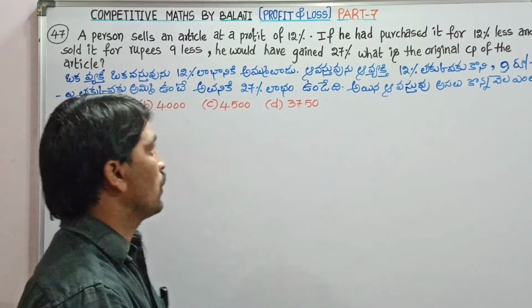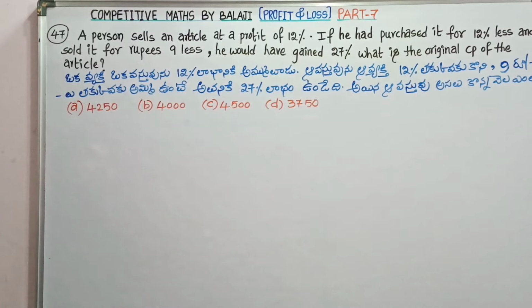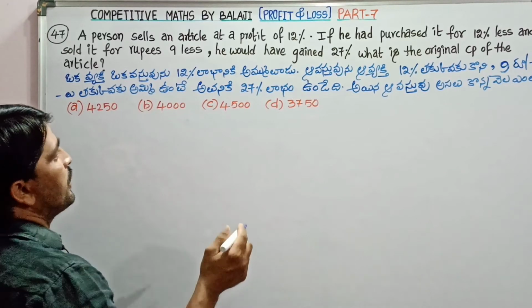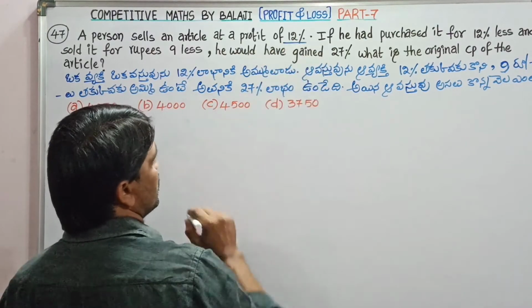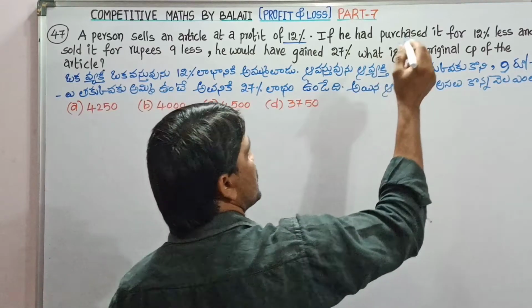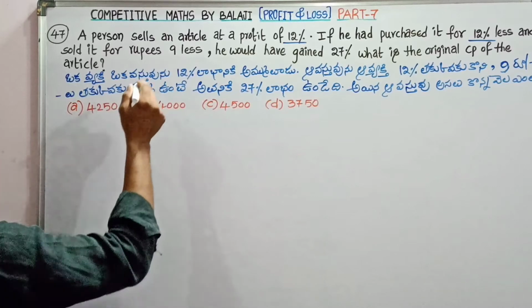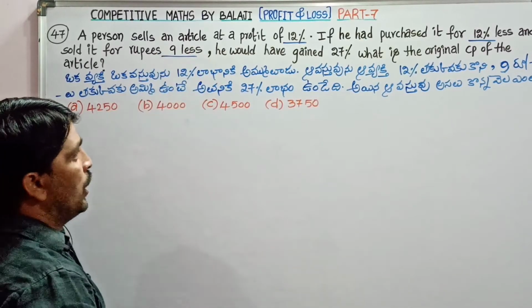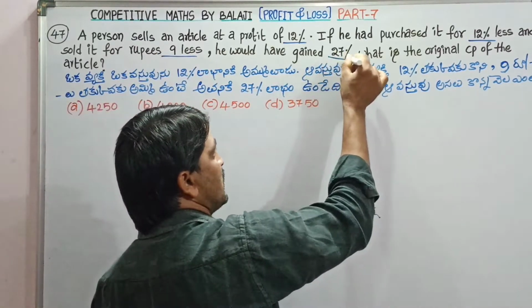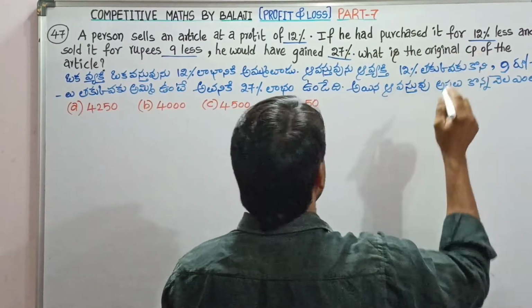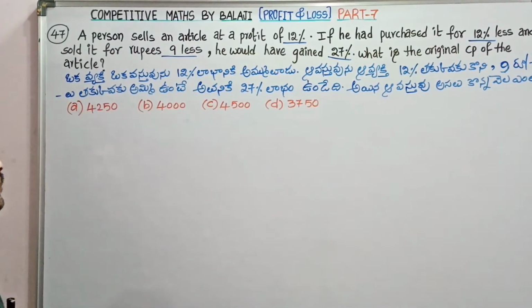Next question. Question number 47. A person sells an article at a profit of 12%. If he had purchased it for 12% less and sold it for rupees 9 less, he would have gained 27%. What is the original CP of the article?